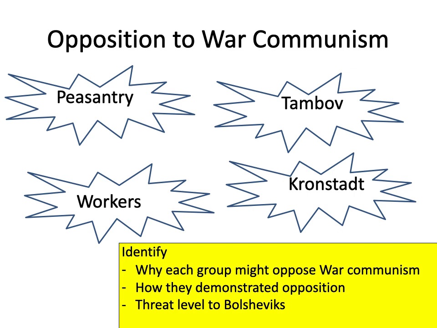So we can see that there are kind of 4 main bodies of opposition to war communism. We have the peasantry, who hated the grain requisitioning introduced, best perhaps seen through the Tambov uprising. The Kronstadt sailors, who were sick of Bolshevik abuses of power, and the workers, who despaired at their standard of living under Bolshevik rule.